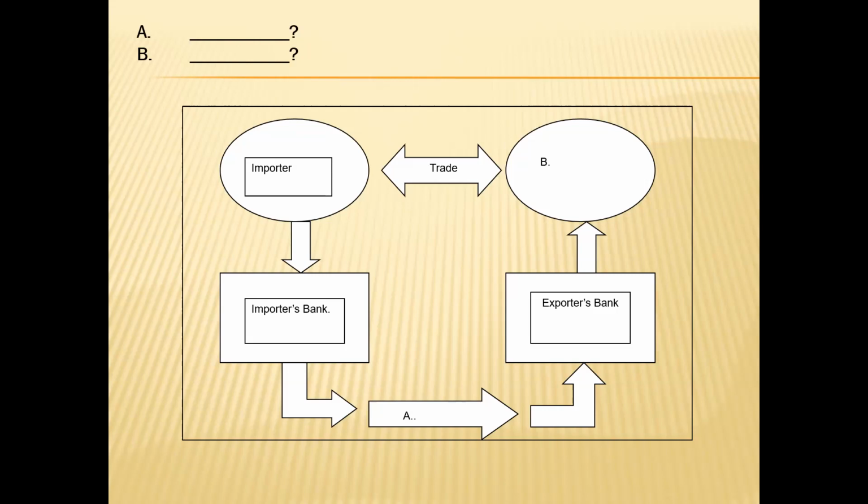So what does it say on page 97? What should A be? Payment, yes. So A should be payment. The importer goes to his bank, sets up the letter of credit, and that is to effect the payment to the exporter's bank. So A is payment, B is exporter.